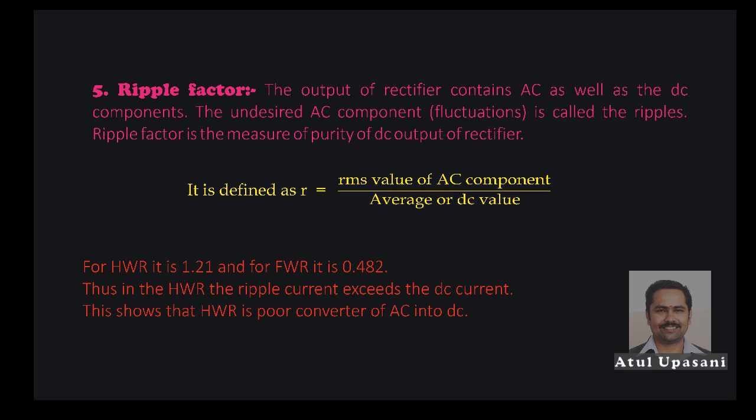These ripples can be calculated by the ripple factor, which is a measure of the purity of the DC output voltage of a rectifier. It is defined as the root mean square value of the AC component divided by the average or DC value. That means RMS value upon DC value. This is the formula to calculate the ripple factor. For a half wave rectifier it is 1.21, and for a full wave rectifier it is 0.482. Thus in the half wave rectifier, the ripple current exceeds the DC current. This shows that the half wave rectifier is a poor converter for conversion of AC into DC.